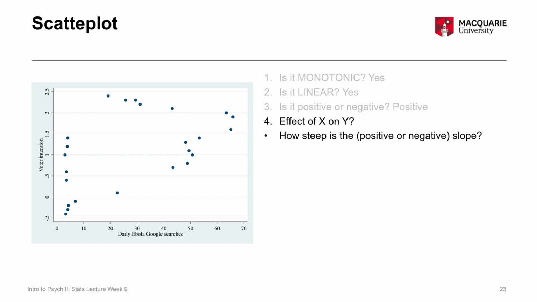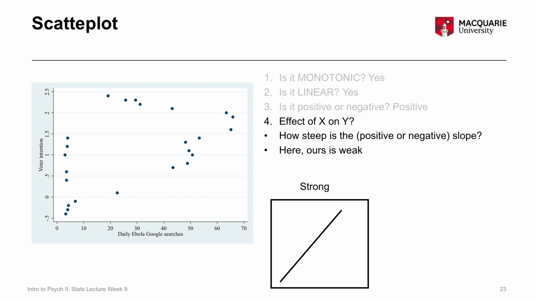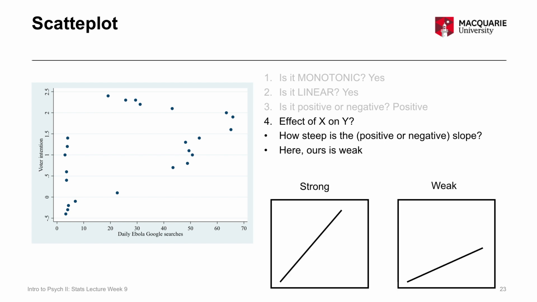And here our association is probably weak. This is one of those things where you sort of need to look at a few of these graphs in order to get a sense of what classifies weak versus moderate versus strong. But here's a couple of examples. So this would be a strong association, whereas that would be a weak association. So looking at how steep your actual line of best fit is. So the line that would go through the middle of the data points, we can call a line of best fit. And we actually can get Stata to put the line of best fit into the graph for us if we want to.